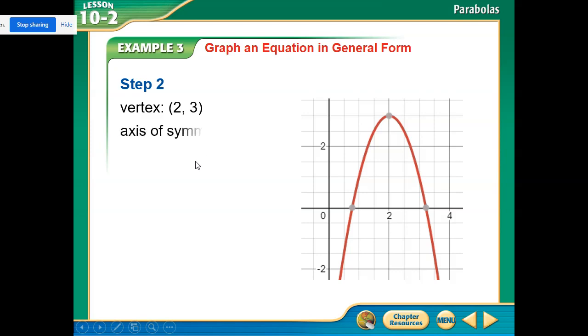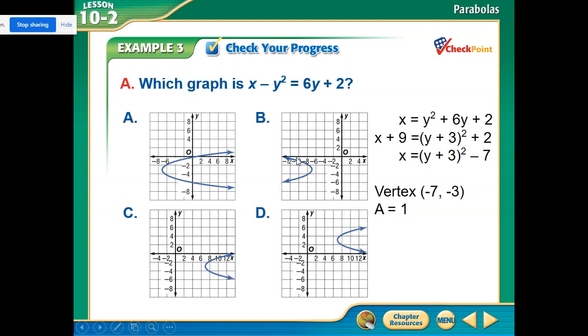So vertex is 2, 3. There's the axis, and it opens down because a is -2. So there's 2, 3. And it goes down 2 here and over 1. And down 2 and over 1. And make both of those dots, and we continue on. All right, what about this one?